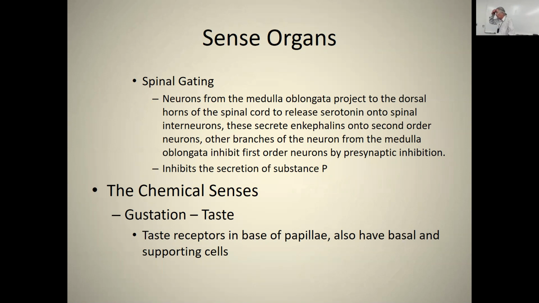So gustation is the name for taste. Taste receptors and basic papillae on your tongue. They have basal and supporting cells, along with the actual sensory receptors.